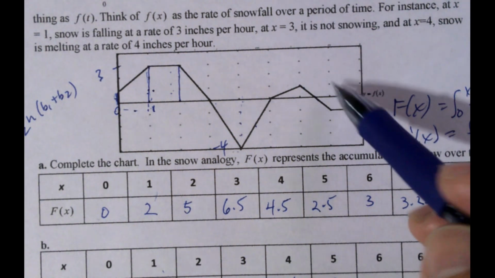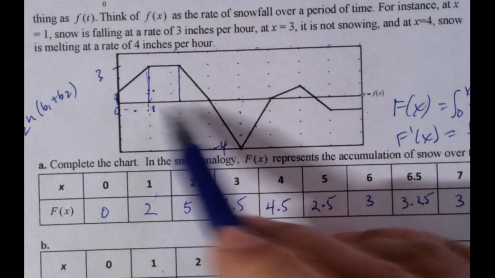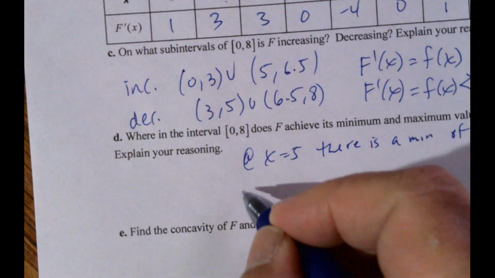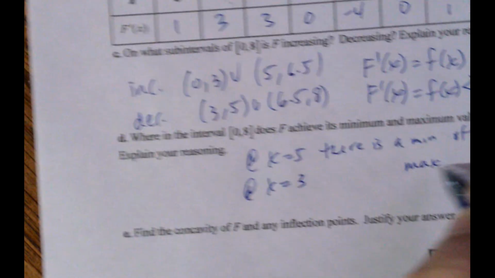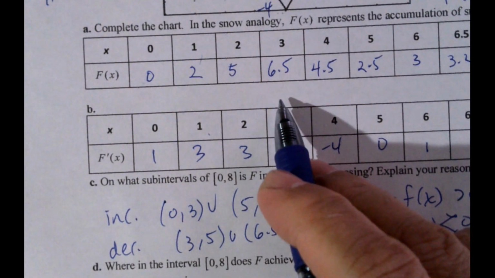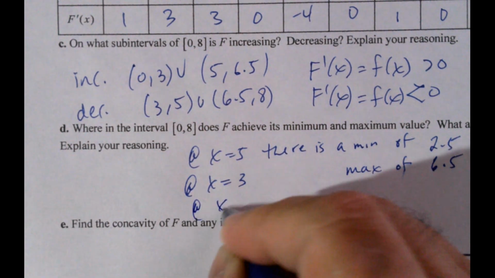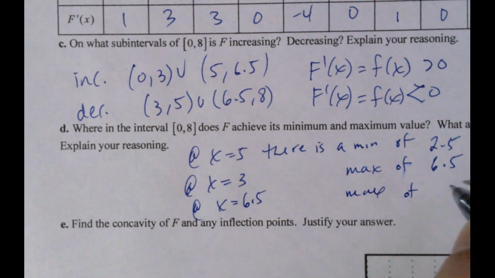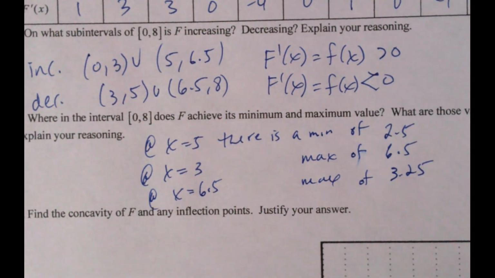So you have a max when it goes from positive to negative. So there's 2 of them. Okay, so at x equals 3 and x equals 6.5. So at x equals 3, there is a max of 6.5. And at x equals 6.5, there is a max of 3 1/4. All right, that's D. And then E, find the concavity of f and any inflection points.